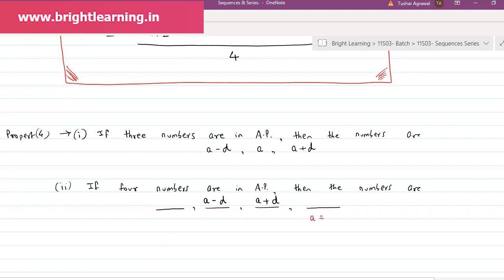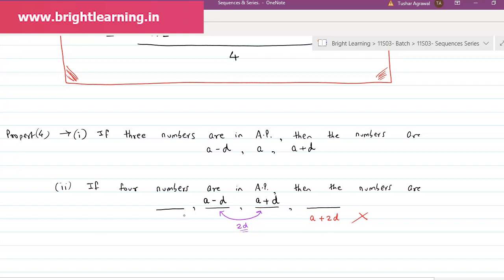If I take A minus D, A plus D, now a common mistake that students do is, sir, here I will take A plus 2D. This is completely wrong. Why is it wrong? Because as soon as you wrote A minus D and A plus D as successive terms, you have made the common difference equal to 2D. Now you don't have control over that. The common difference is 2D.